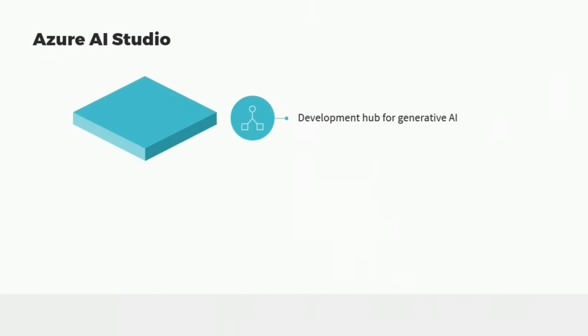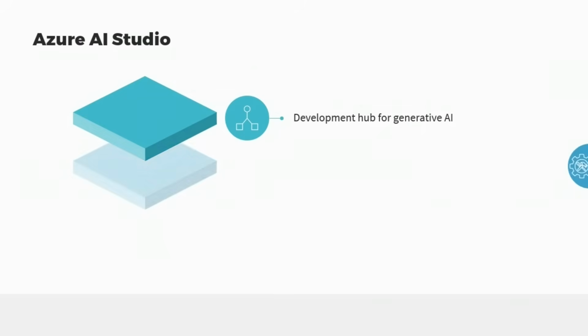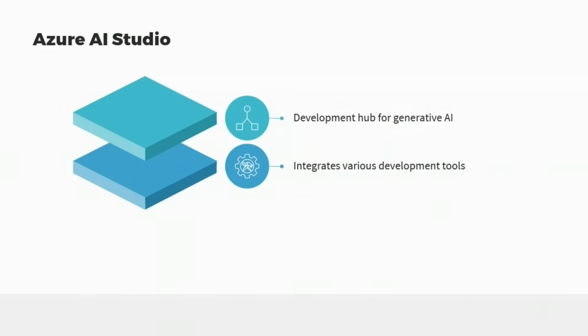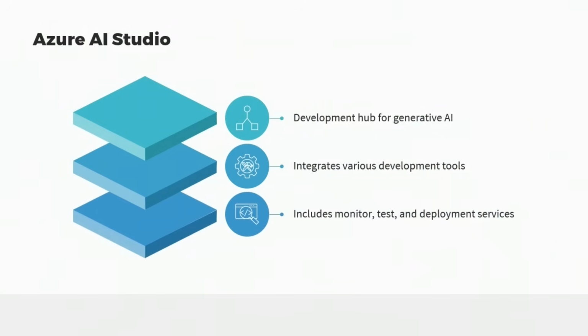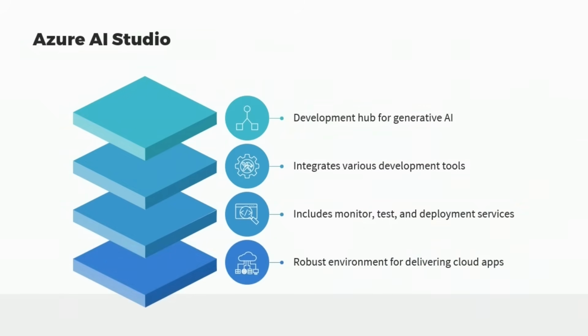AI Studio is a comprehensive development hub for generative AI. It integrates various tools like Visual Studio, Power Apps, software development kits, Visual Studio App Center, and includes Azure Monitor, Azure Load Testing, and Azure deployment environments. These tools provide a robust environment for building, managing, and delivering cloud applications using various programming languages and platforms.